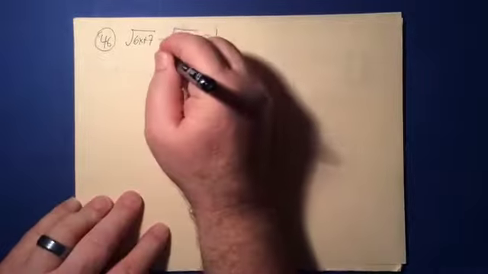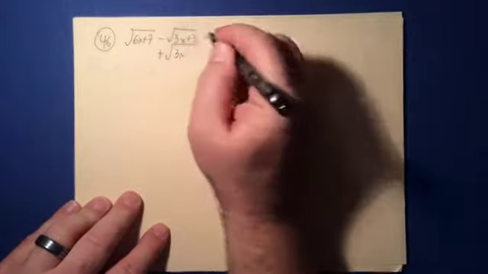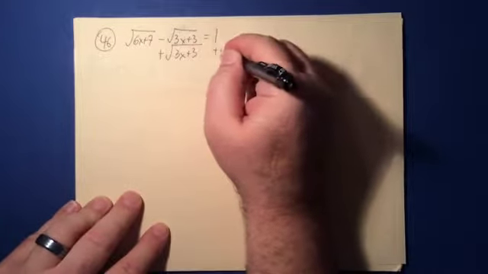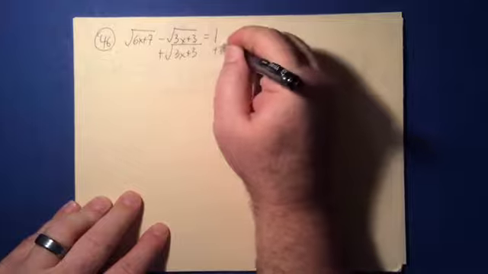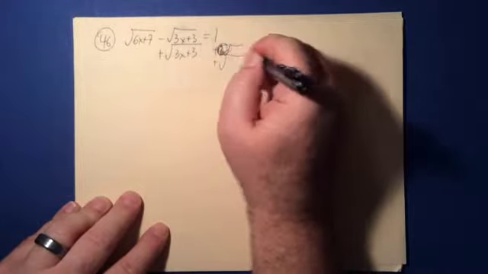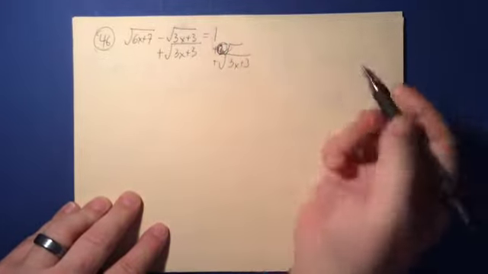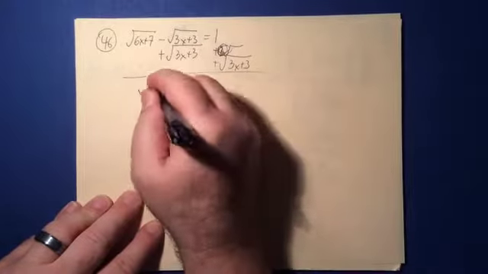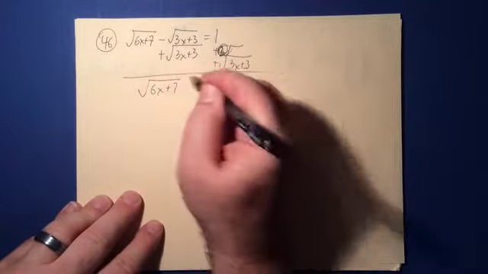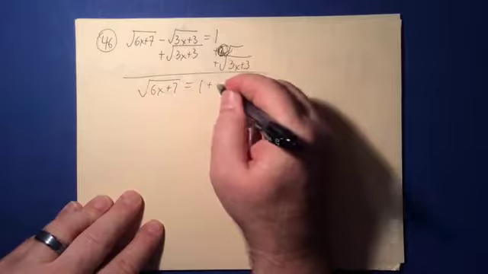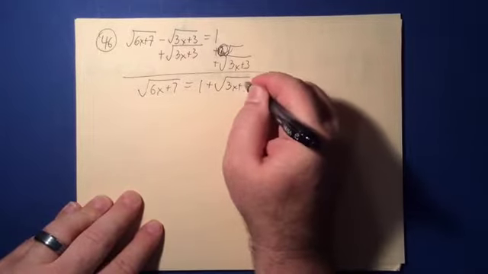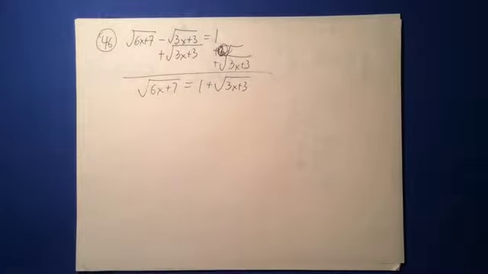So I'm going to add radical 3x plus 3 to both sides. So we're going to get radical 6x plus 7 equals 1 plus radical 3x plus 3. So now the problem looks more like the problem we just did, but we need to move one of the radicals over to the other side. That's an important step here.